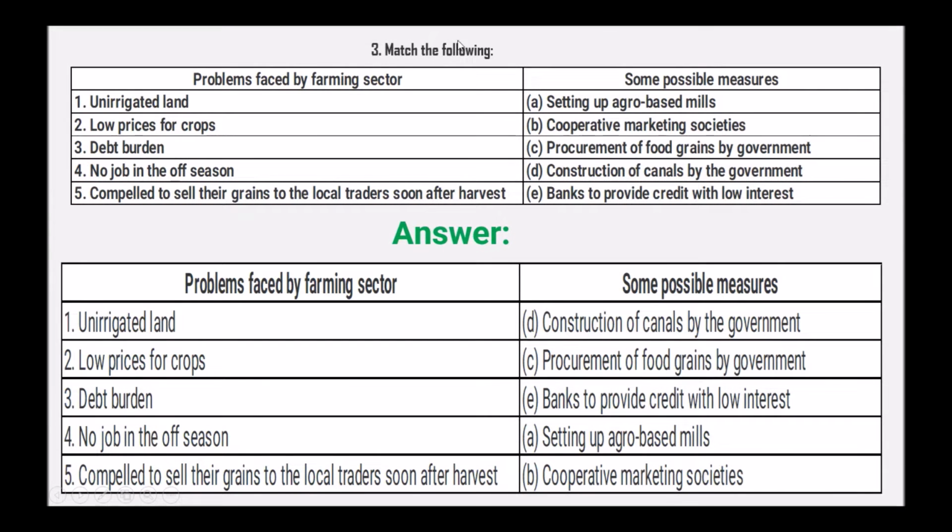Next is match the following. These are the problems faced by the farming sector and these are some possible measures. Unirrigated land: construction of canals by the government. Low price for crops: procurement of food grains by the government. Debt burden: banks to provide credit with low interest. No job in the off-season: setting up agro-based mills. Compelled to sell their grains to local traders soon after harvest: cooperative marketing societies.